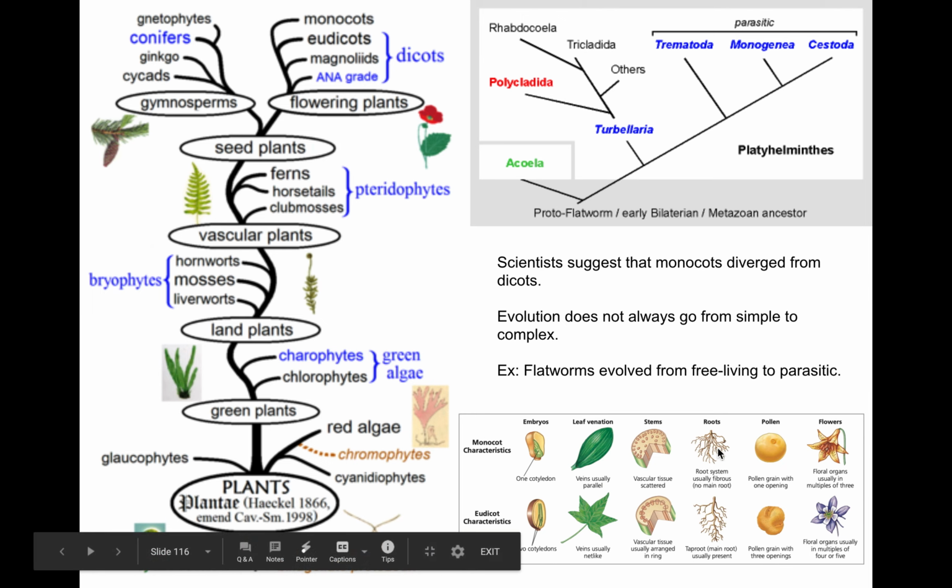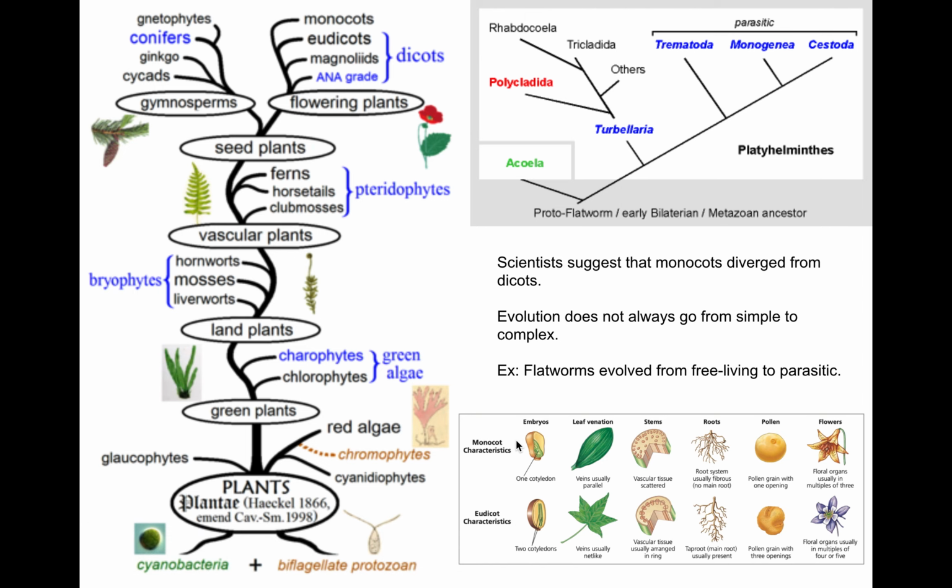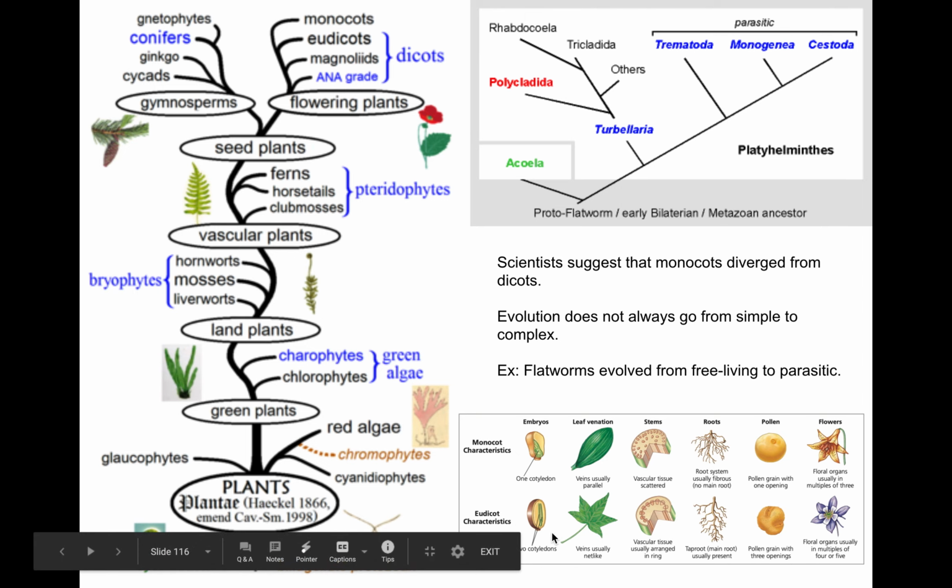Monocots do seem a little bit less structured, a little more simplistic, I guess. In the stems, the vascular tissue is randomly scattered. The leaves usually have parallel veins. Embryos only have one seed leaf, whereas the dicots or eudicots have two of these. The veins can be more net-like. The vascular tissue is arranged more in a ring-like fashion.